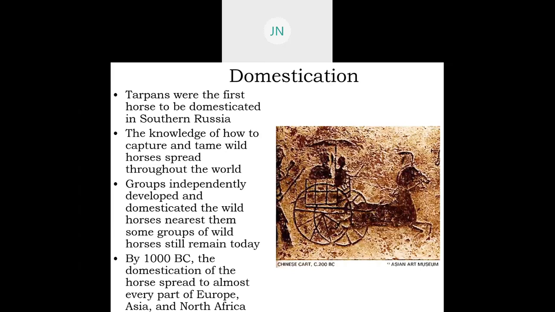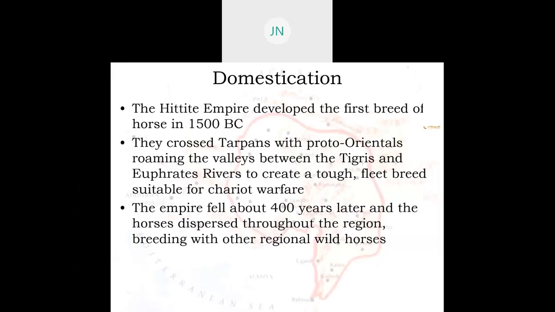And then the knowledge of how to capture and tame these wild horses spread throughout the world, and groups developed and domesticated the wild horses nearest them. And as we know, there are some groups of wild horses that still remain today, even in the US. And by 1000 BC, the domestication of the horse spread to almost every part of Europe, Asia, and North Africa.